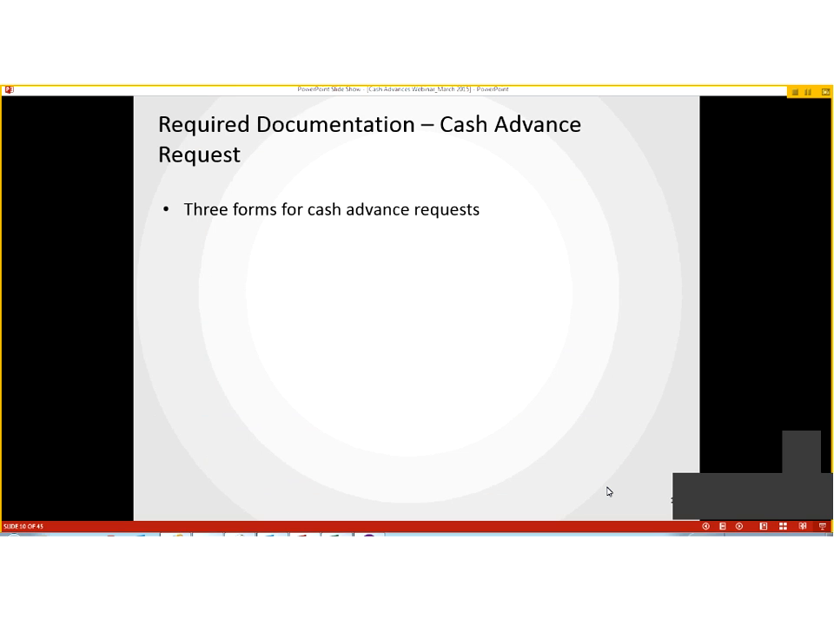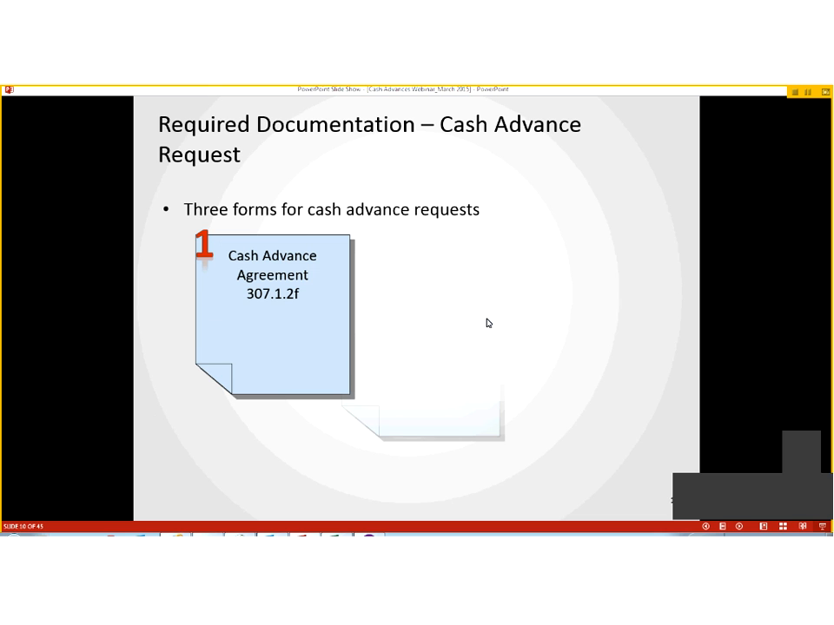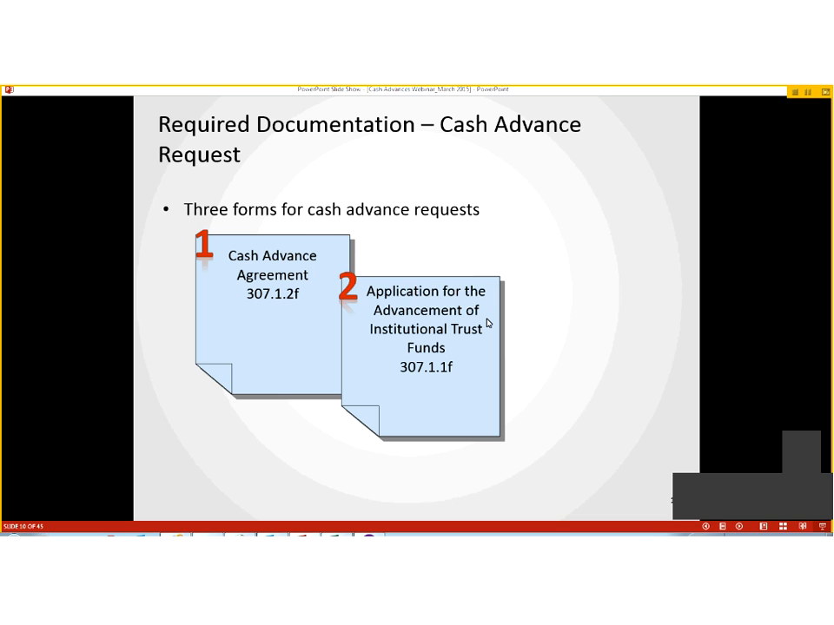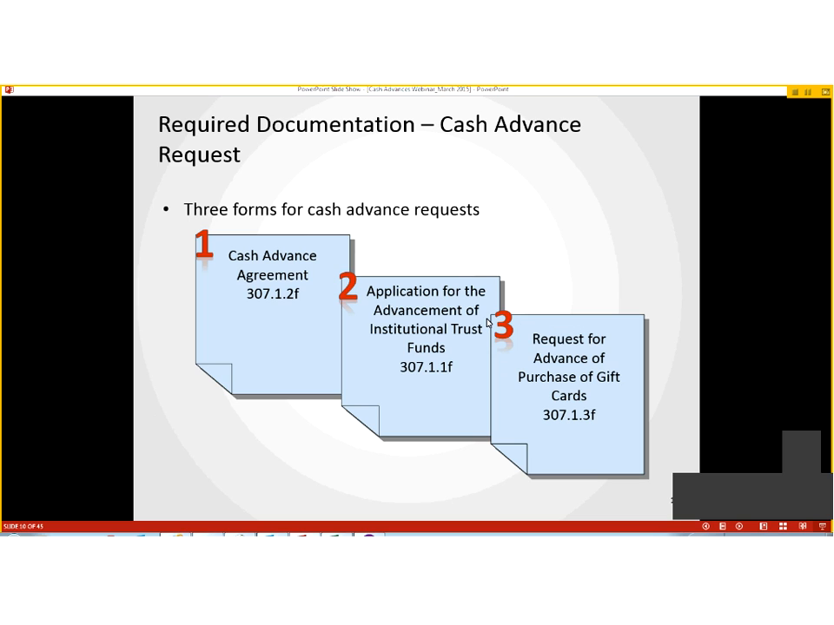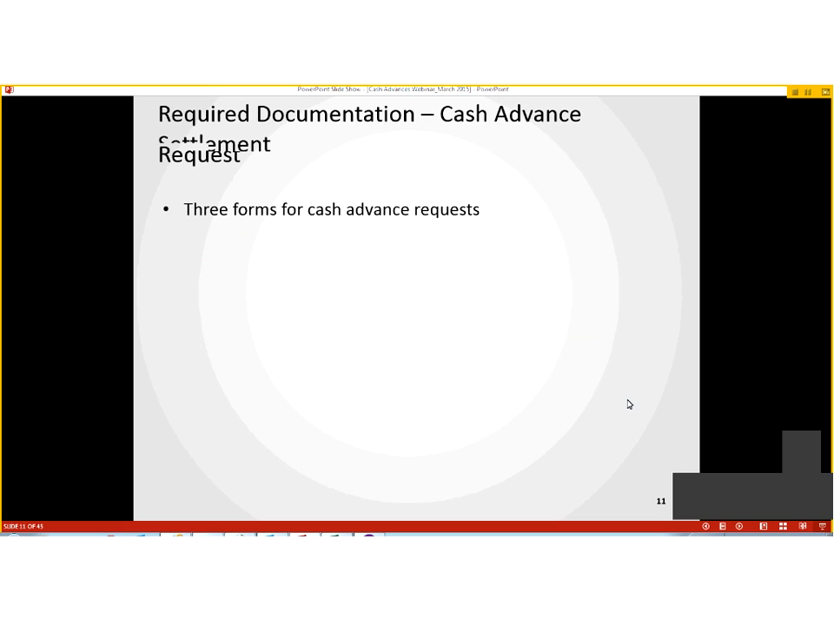All right. Required documentation, this has not changed. This is the same as we've been doing, but there are 3 forms that are required for the initial cash advance. The cash advance agreement, application for the advancement of institutional trust funds, and if applicable, request for advance of purchase of gift cards. So these first 2 would always be applicable, and the other one would be applicable if you were doing a cash advance for gift cards. And these forms you would complete and attach to the campus voucher.